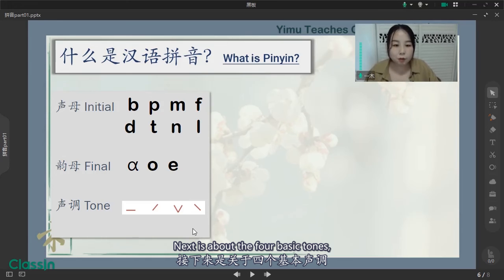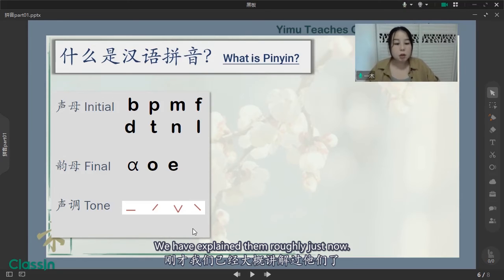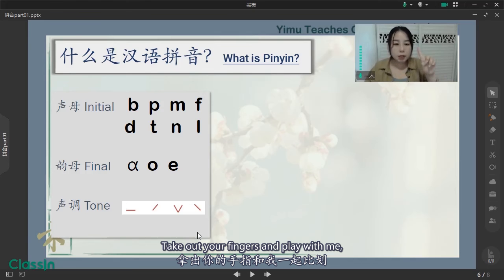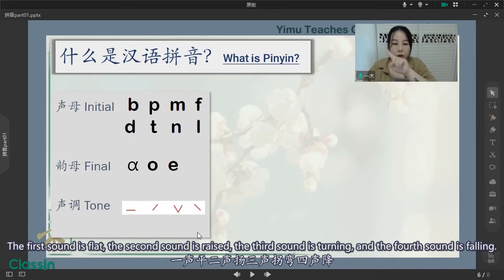Next is about the 4 basic tones. We have explained them roughly just now. You just need to pay attention to hear. Take out your fingers and play with me. Like this. 一声平，二声扬，三声拐弯，四声降。The first tone is flat. The second tone is rising. The third tone is turning. And the fourth tone is falling.